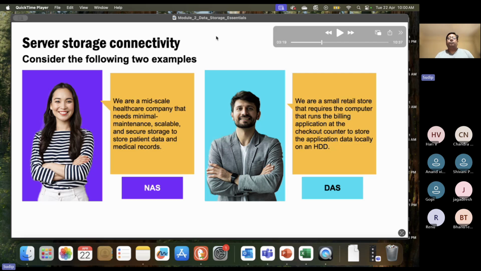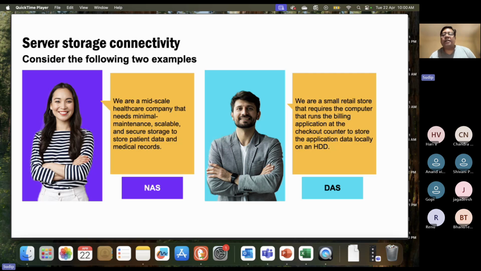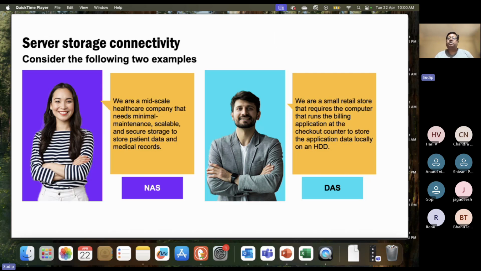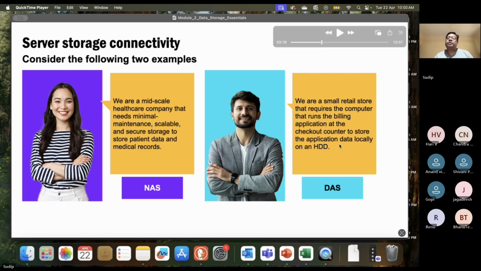That lady who wanted to store a lot of data like patient data, a large number of files, we will talk to them about how to use a NAS, or we will suggest a NAS kind of storage to this lady. Whereas when we are talking about just one server, a small retail store, his hard disk capacity is not enough. He doesn't have any more stores or any more computers, just one. DAS is more than enough for this gentleman.